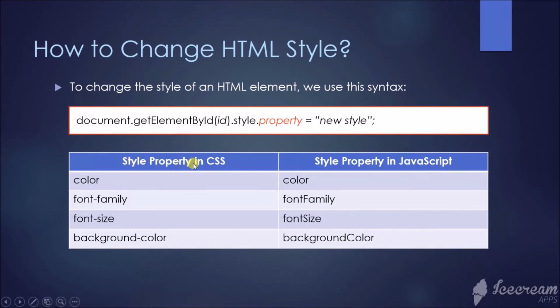So for the style property in CSS in the first column, and we have yung style property in JavaScript for the second column. Okay, so yung color is same pa rin pagdating dito sa JavaScript. Then, yung font family naman, pagdating sa JavaScript, naging camel case. Font size, ganun rin. And sa background color, naging camel case din. So, when ba naging camel case? So, dito may mga dash. Diba? To separate the word.